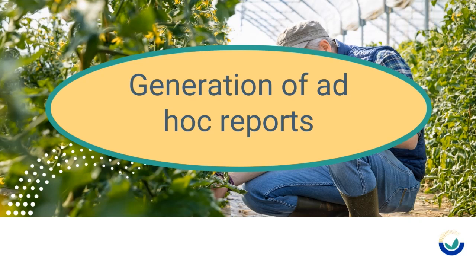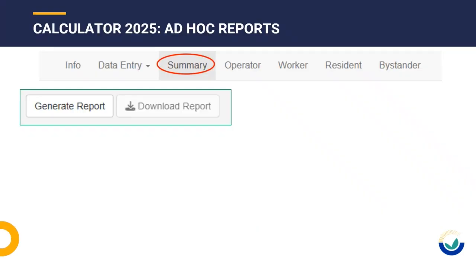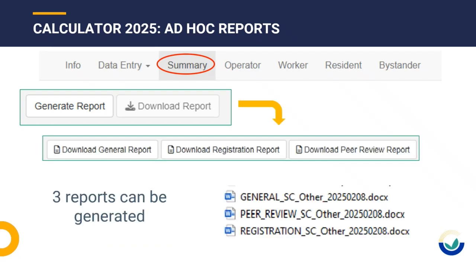The third and last part of the update concerns the generation of ad hoc reports. In the first online tool, it was possible to generate one report. When many uses had been entered in the calculator in the data entry for one product, this could take some time before being able to download the report. In the updated version, now, 3 types of report can be generated.